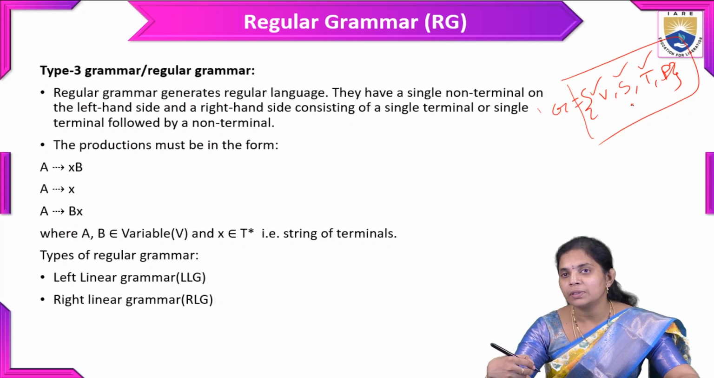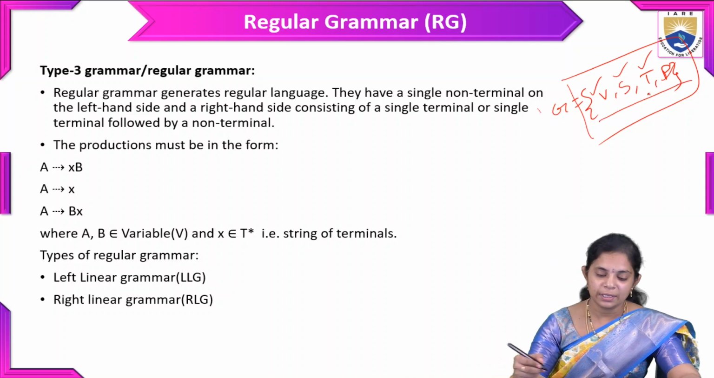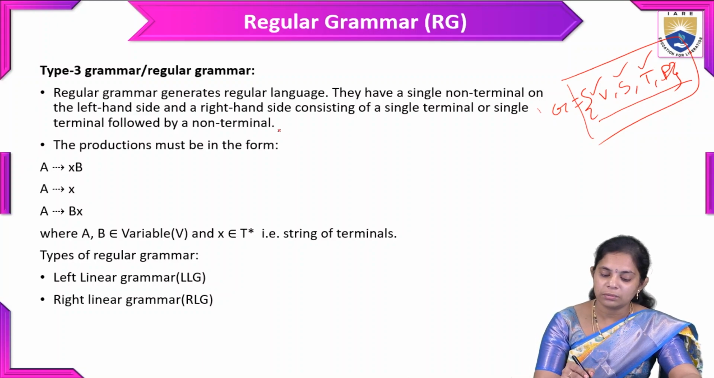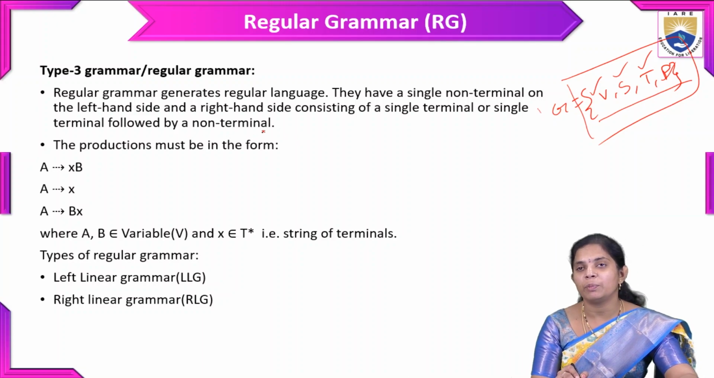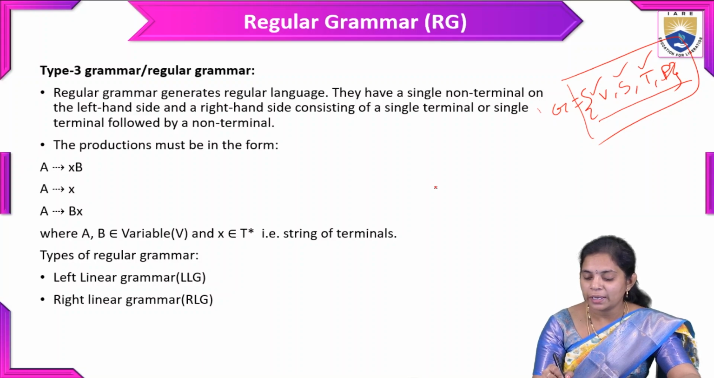So like this, regular grammar also has this four-tuple notation. Coming to the regular grammar, what is its hierarchy number? This is type 3.